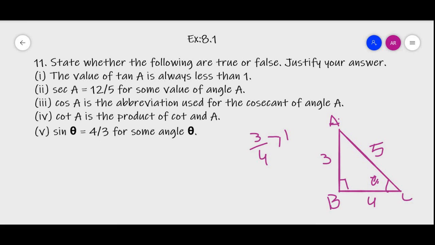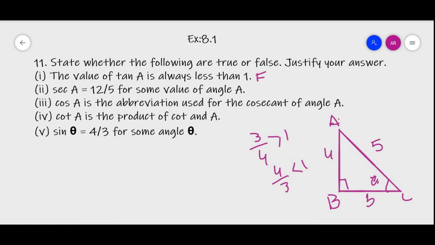But if you switch this, let's take 5 over here and switch these 4 and 3, now it's going to be 4 by 3. So now tan theta is greater than 1. It depends on the situation, but it cannot always be less than 1. So this statement is false. The justification is that in some situations it can be less than 1 but not in all.